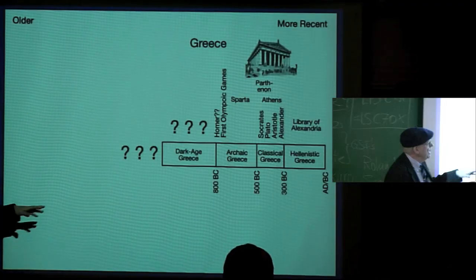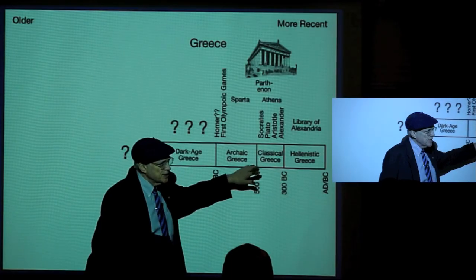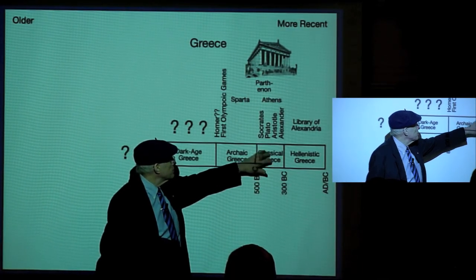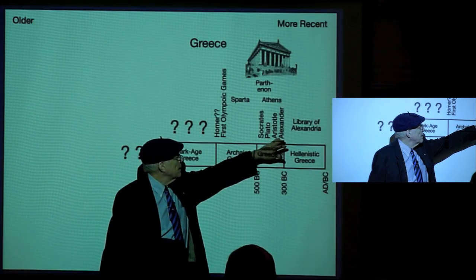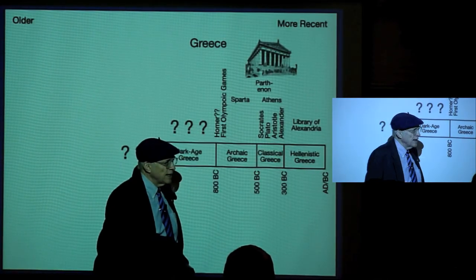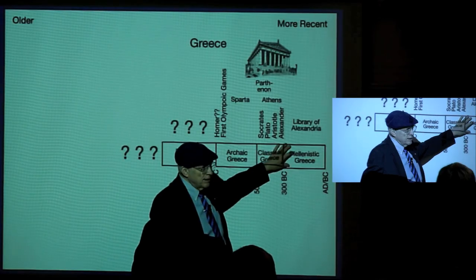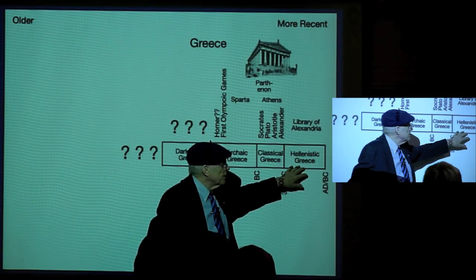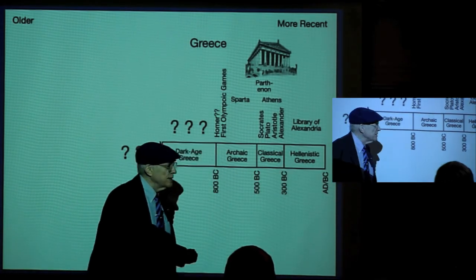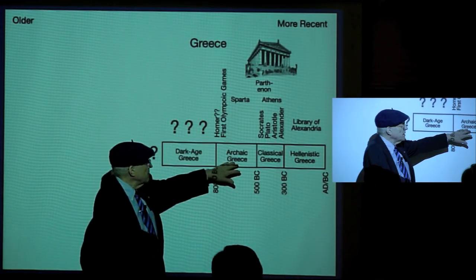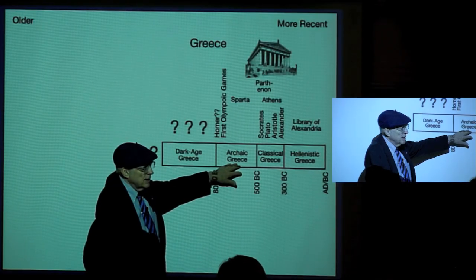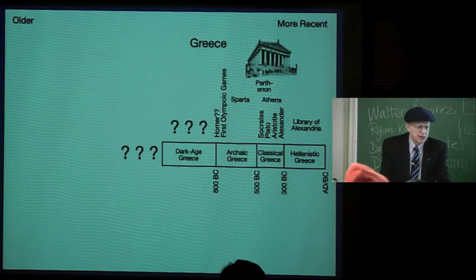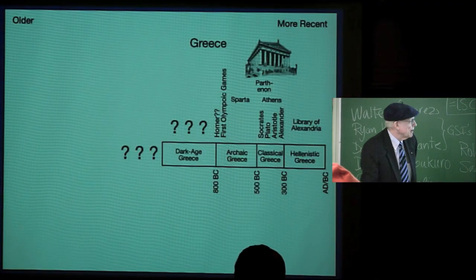Anyway, this is the time in Greece that we usually think of as ancient Greece, with Socrates, Plato, Aristotle, Alexander the Great. After Alexander the Great, Greek culture spread all over Western Asia as far as India, and that's called Hellenistic Greece. Before that was something called Archaic Greece. And before that even was Dark Age Greece. And Dark Age, as you might expect from the name, we really know very little about.